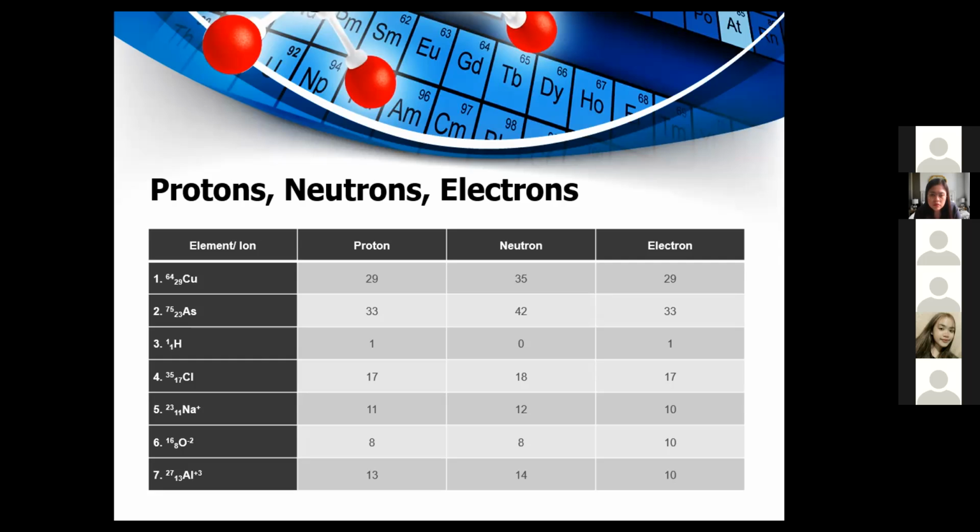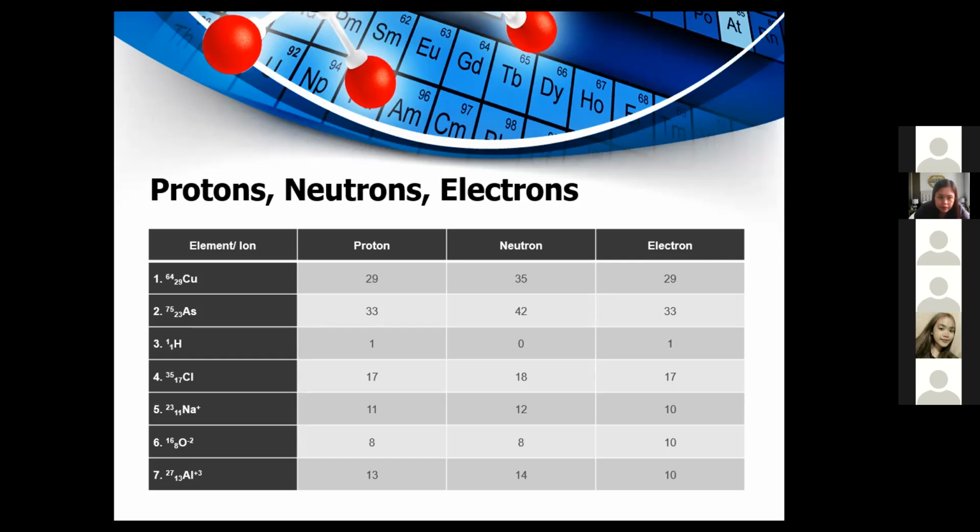Number 2, our element is arsenic. So the atomic number here should be 33, and then our atomic weight is 75. Therefore, our proton is 33. Our neutron is 42 because 75 minus 33 is equal to 42. And then our electron is still 33 because there is also no charge here.